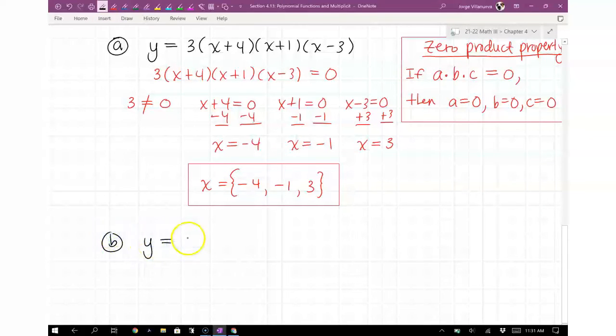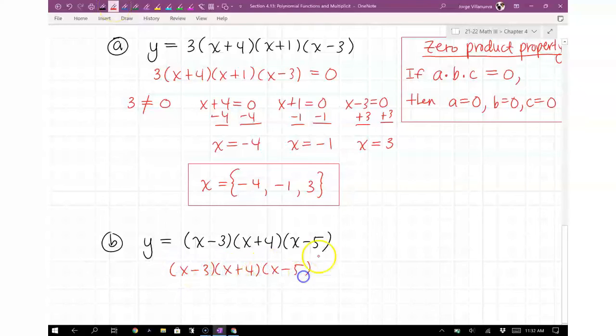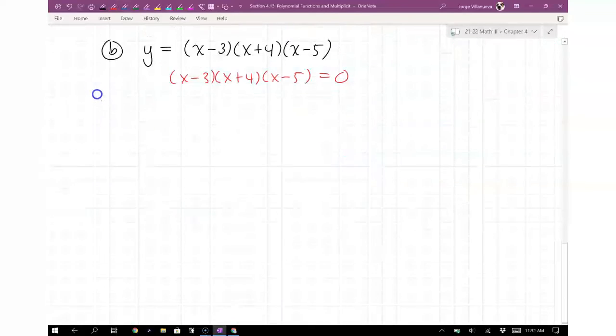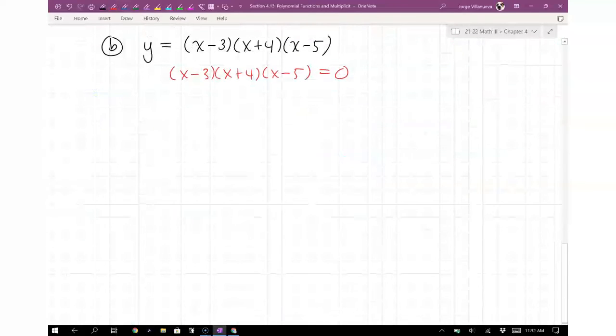Y equals, we'll do x minus 3, x plus 4, x minus 5. And I want you to find the zeros for this. Okay? So you're going to set all of those factors, x minus 3, x plus 4, x minus 5, equal to 0. And you're going to use the zero product property, which basically says, hey, if you got a bunch of stuff multiplied together and it's equal to 0, set each little piece equal to 0.